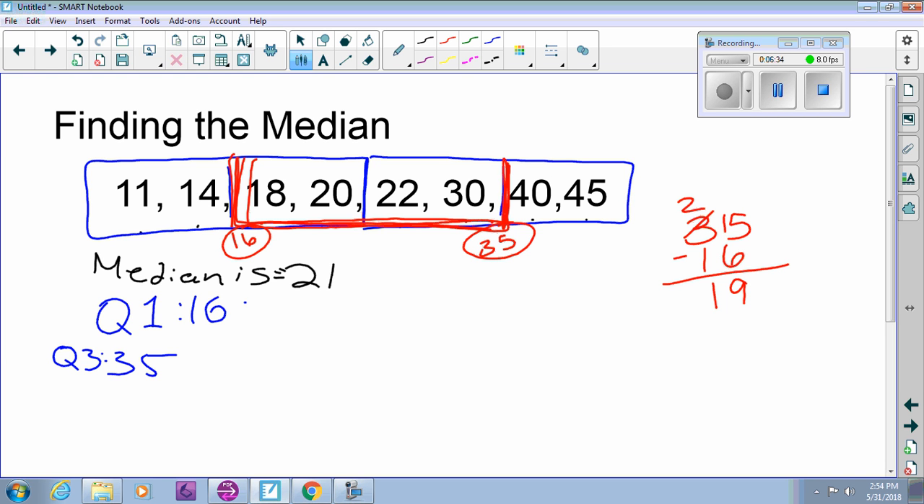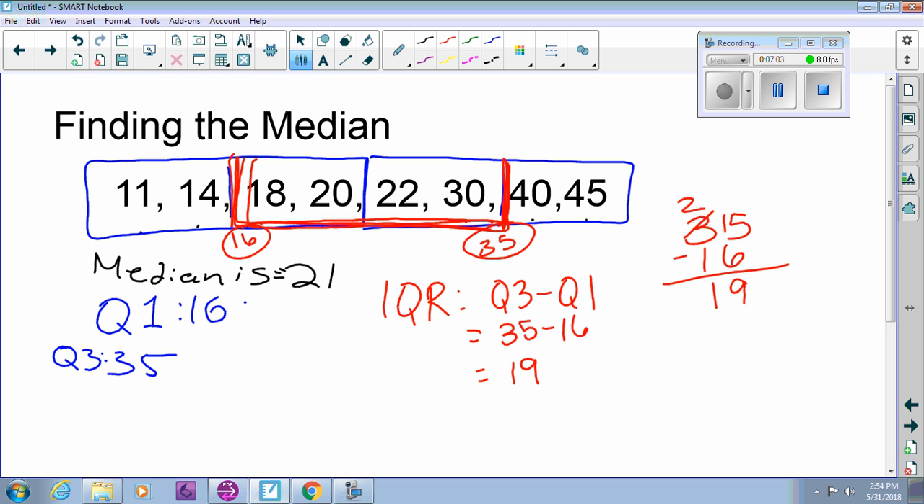Yep. All right, so we know the IQR, interquartile range, is Q3 minus Q1. And in this case, that's 35 minus 16, which is 19. So far we've covered how to find the mean by adding and dividing, and then we talked about finding the median and each of the quartiles and the IQR.